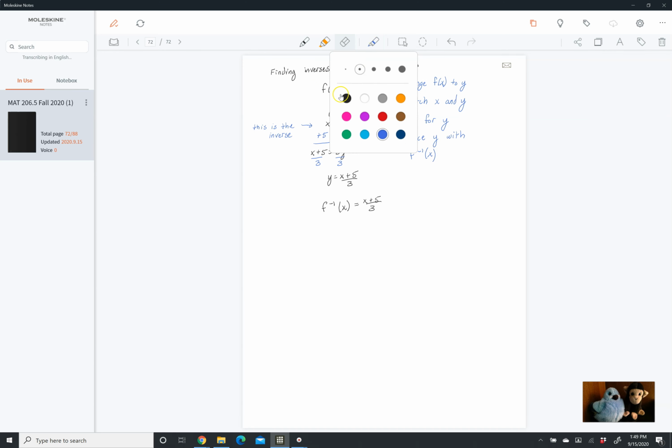Okay, let's take another example. We're not going to do too many of these because it's always the same thing. Let's say that we have f of x equals x minus 7 over 3. Okay. So what do we do here? First, change your f of x to a y. Then we just multiply everything by 3.